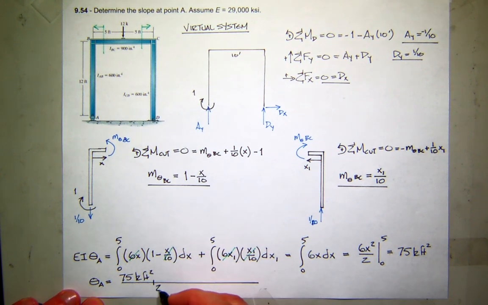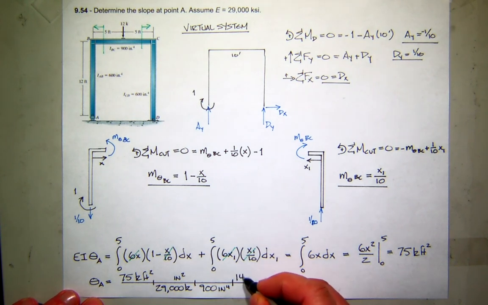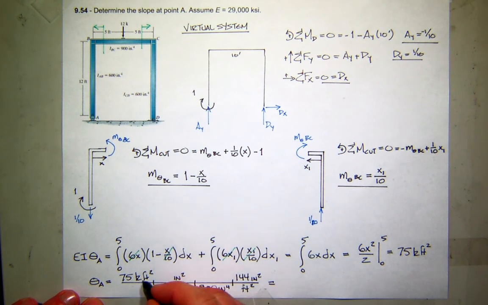E is 29,000 kips per inch squared. I is, the I value for BC is 900 inches to the fourth. And now I just have to convert this feet squared. So there's 144 square inches in a square foot. So again, my feet squared cancels, my kips cancel, and I'm left with inches to the fourth over inches to the fourth. So I have a dimensionless number, which is great for my angle. So what is that? It looks like it's going to be really small.